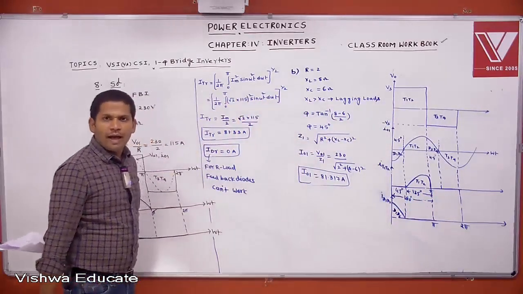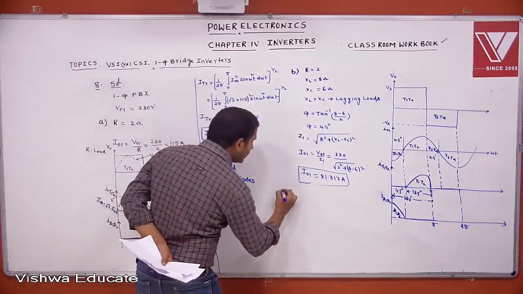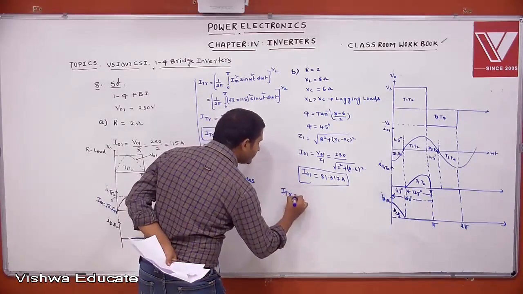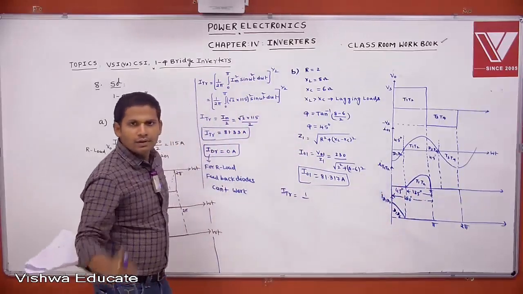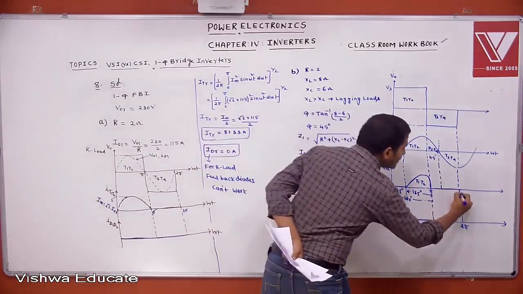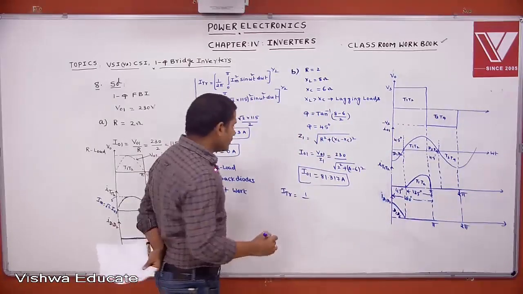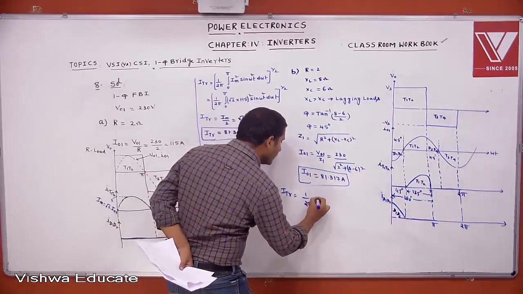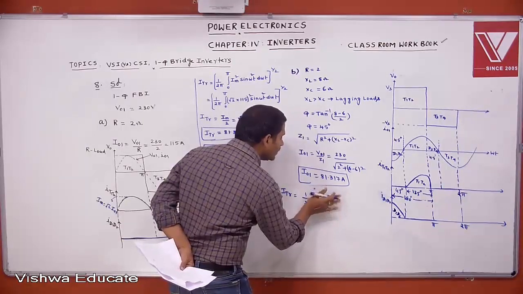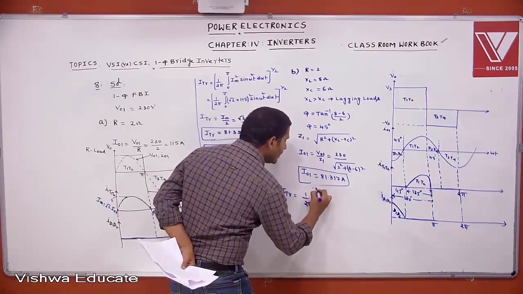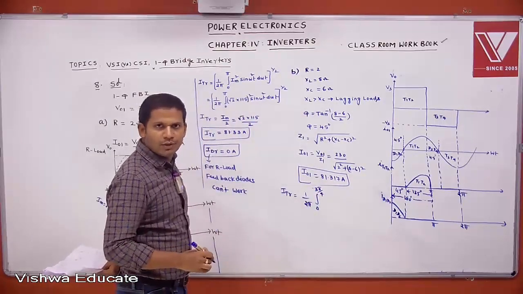Then you want to find RMS value of thyristor current and diode current. Na? Now you calculate what is the RMS value of thyristor current. How many pulses per cycle? Total is 1 pulse. Na? This is 2 pi. Total is 1 pulse. Then time period is 1 by 2 pi. Integral 0 to how much angle it is conducting? 135 degrees. 135 degrees means 3 pi by 4. 0 to 3 pi by 4.